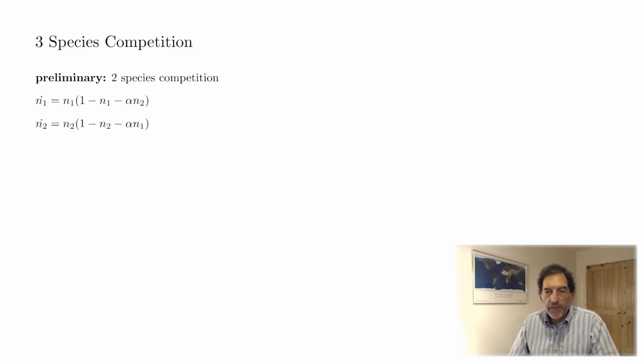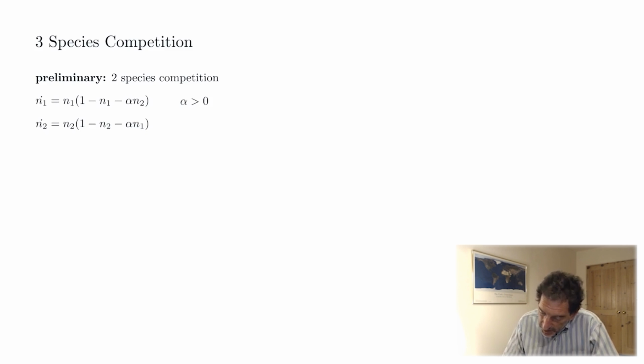Each species left by itself would just go to N sub i equals 1 according to logistic growth. But there's a competition quantified by the parameter alpha, so that the presence of 2 hinders 1 and vice versa: the presence of 1 hinders 2. Here I'm imagining that this competition parameter alpha is positive.